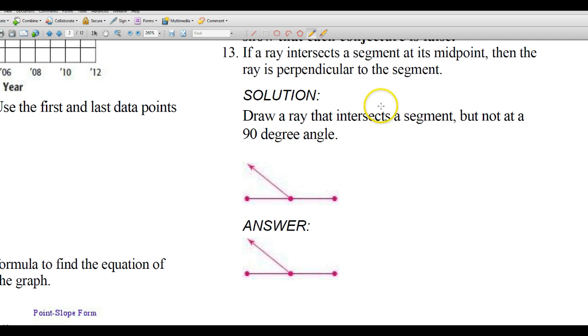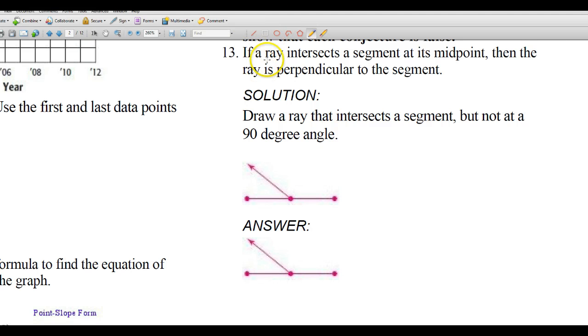Okay, for number 13, we want to find a counterexample to show that the conjecture is false. So a counterexample is a specific case that proves, excuse me, that our conjecture is false. So to show that a conjecture is true for all cases, you must prove it. It takes only one false example to show that the conjecture is not true. The false example is called a counterexample. It can be a number, a drawing, a statement. It's one specific case, and that's all we need, which disproves our conjecture.